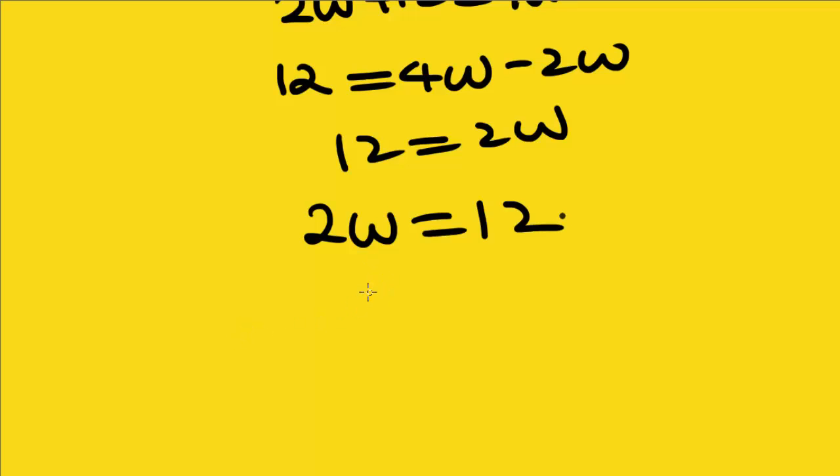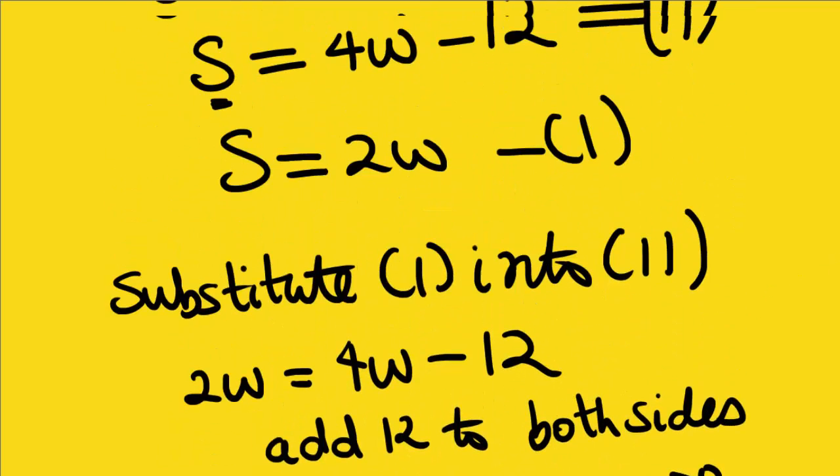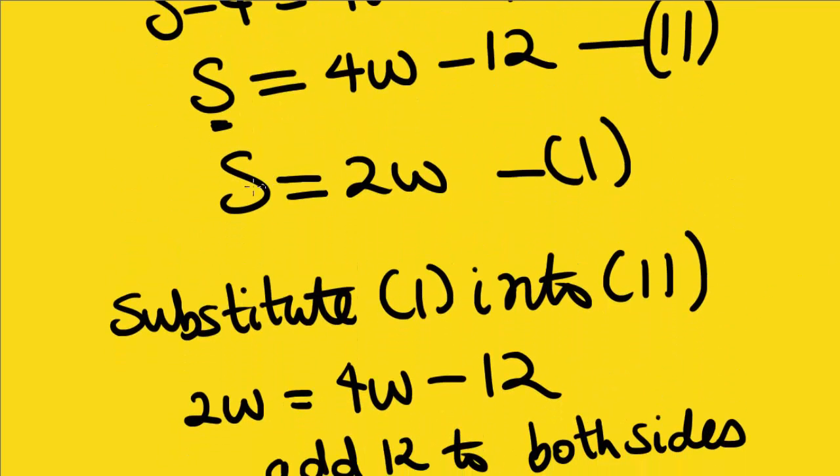Now, to find W, how do you proceed? Well, you divide both sides by 2. Which when you do, you get 12 divided by 2, which is 6. So you get that W is 6. Just keep that in mind, that W is 6. And if you go back to any of the equations we had, go back to equation 1 for instance, you can see that S is 2W.